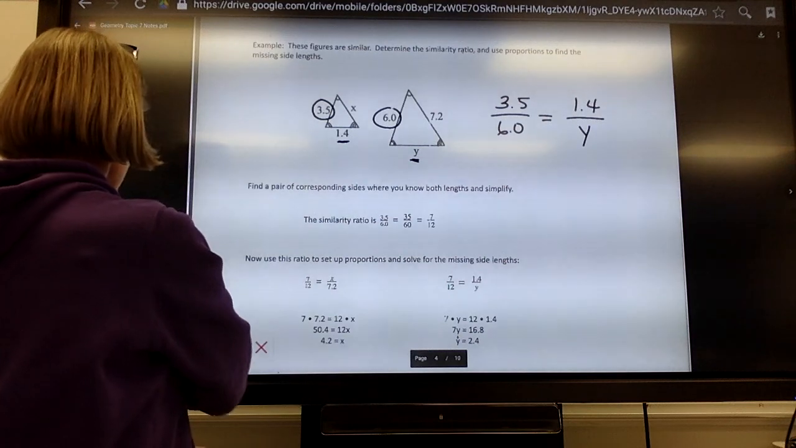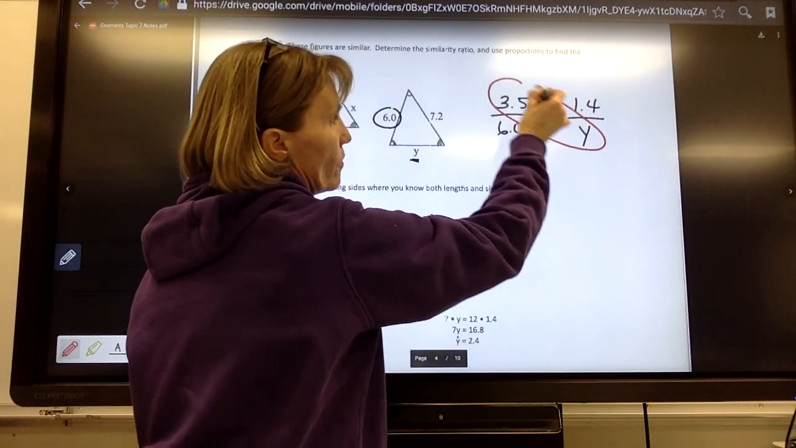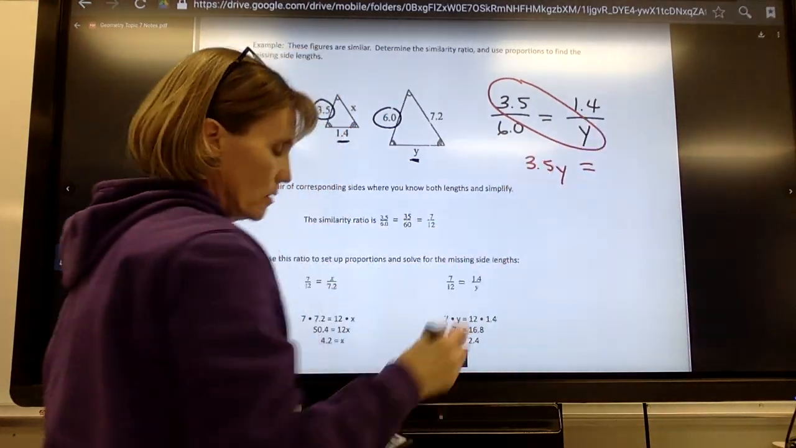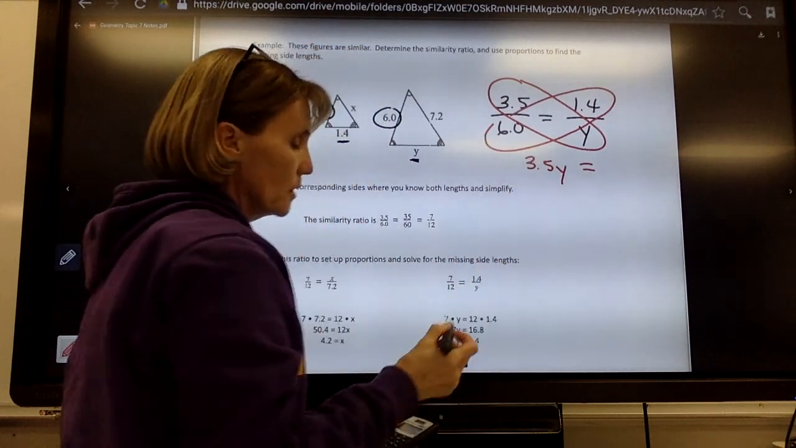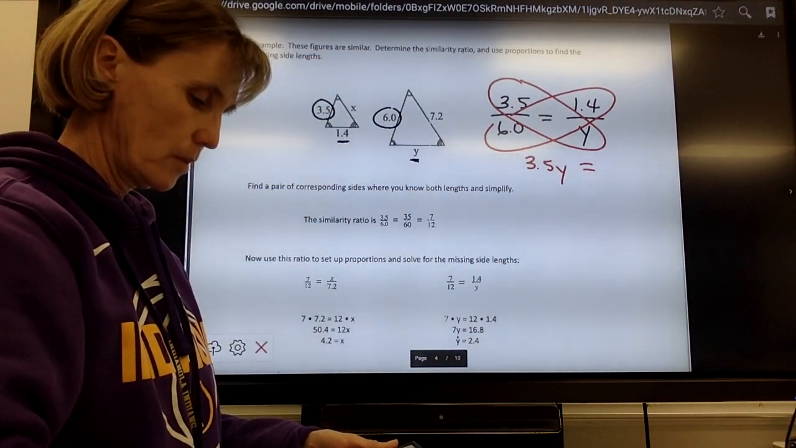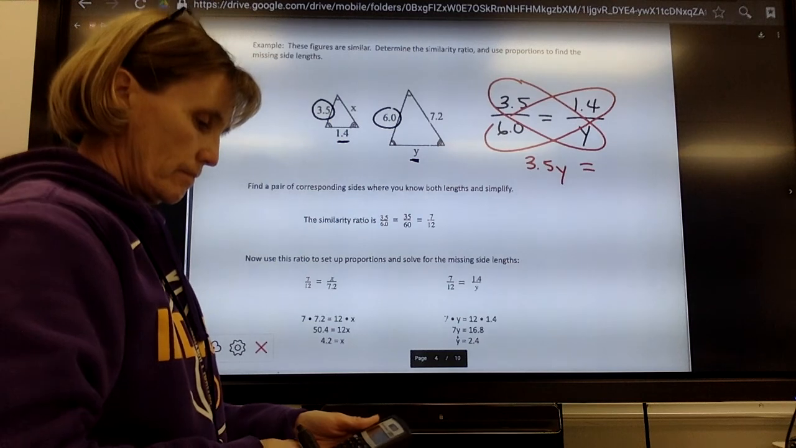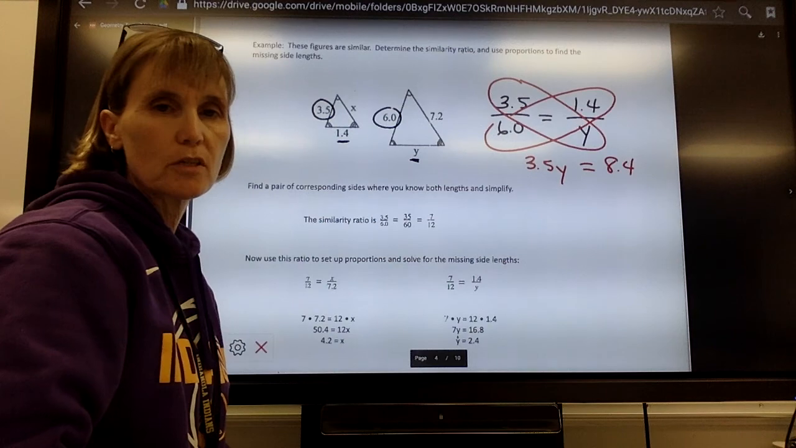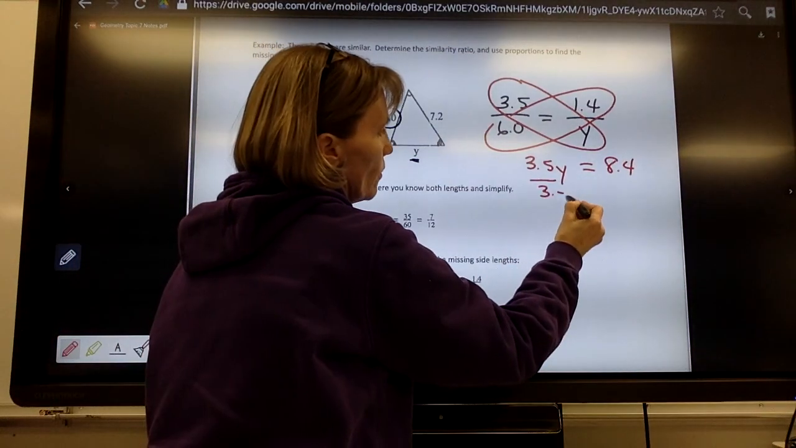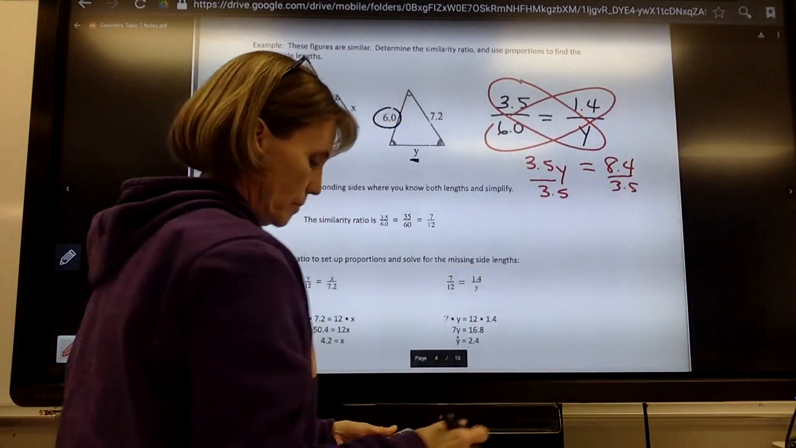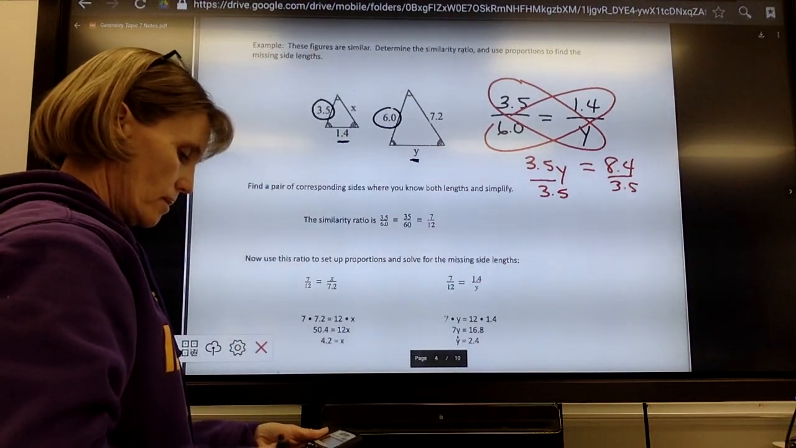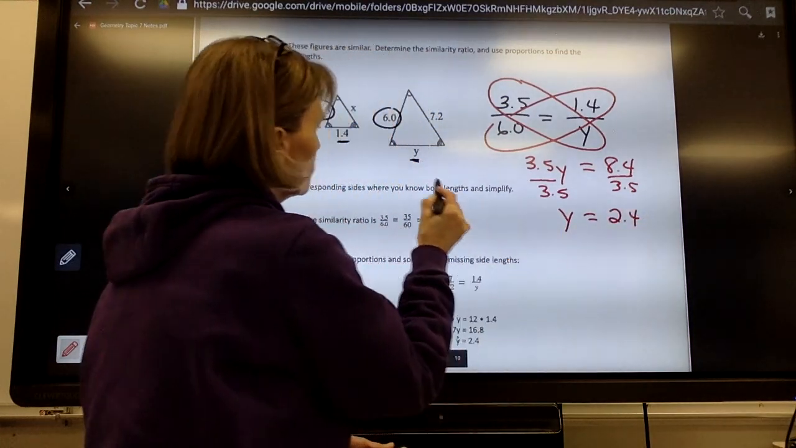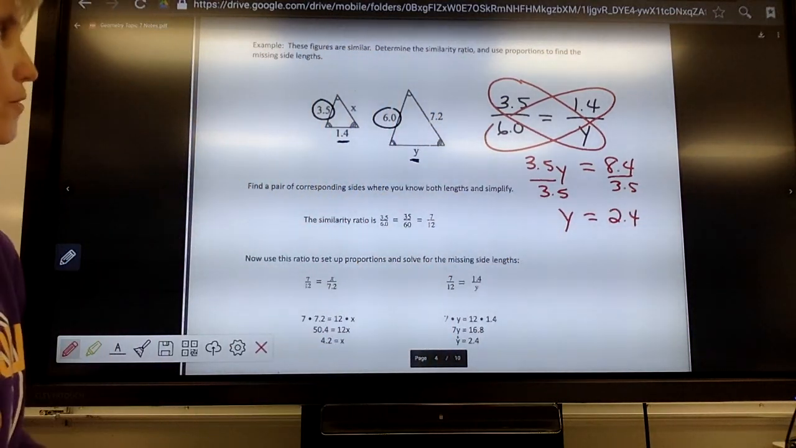And again, I'm going to use cross products to solve. I can take 3.5 times y and set it equal to this product. Okay, I've got to take 6.0 times 1.4. I get 8.4. Okay, how would we solve that for y? We're going to divide by 3.5. Okay, my answer for y equals 2.4. So y's distance is going to be 2.4.